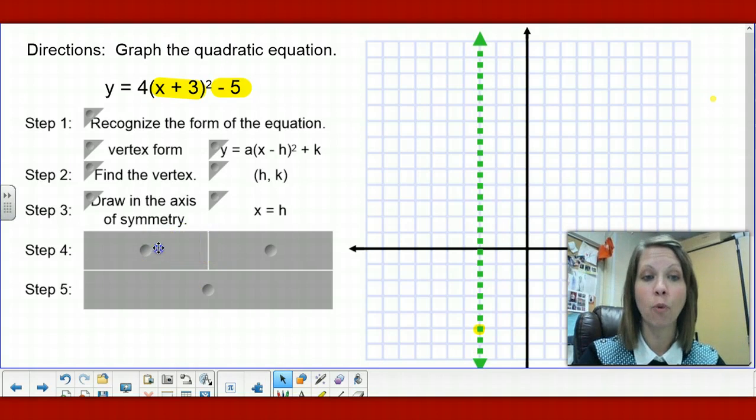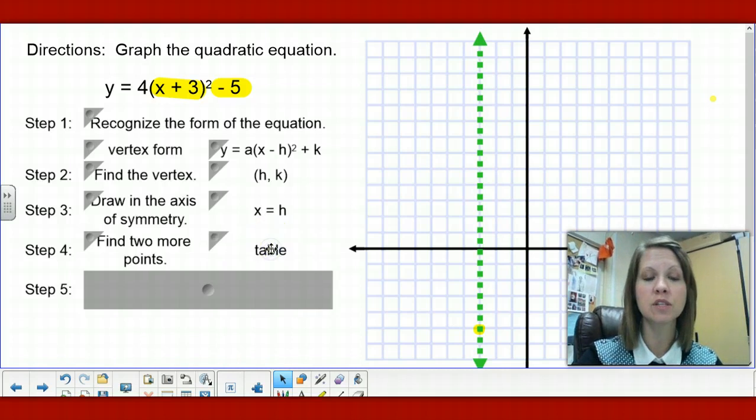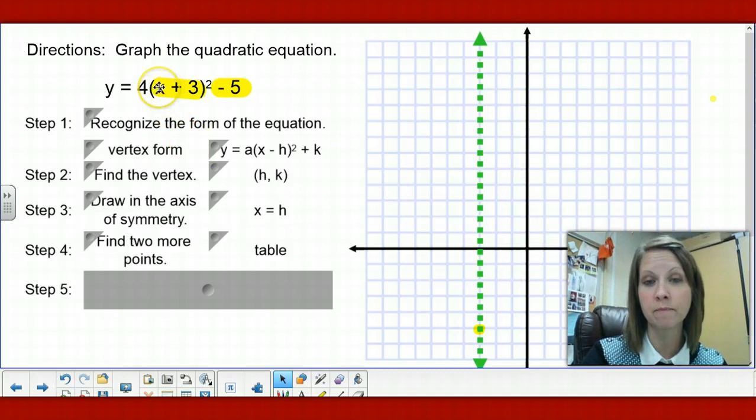All right, step 4. We need to find 2 more points. We could make a little table to organize our information. One easy point to find might be a y-intercept. When we find the y-intercept, sometimes it's really tall and it doesn't fit on our graph, or it's really low and it doesn't fit. But a y-intercept, remember, is the y value when x is 0. So we could find that.